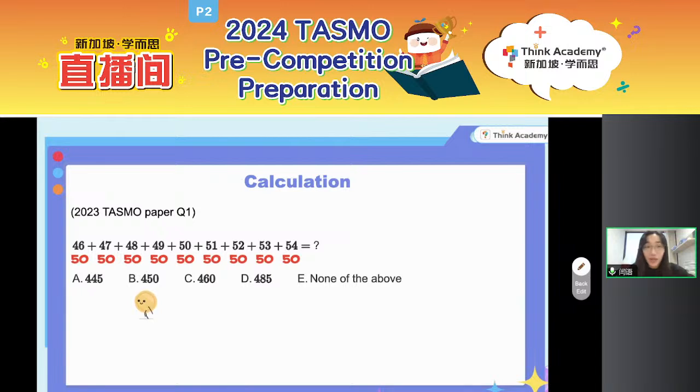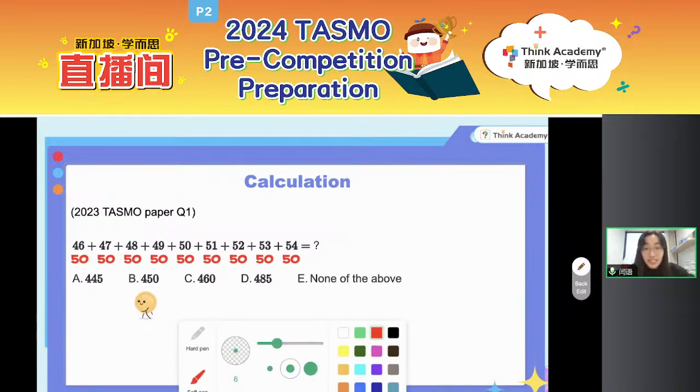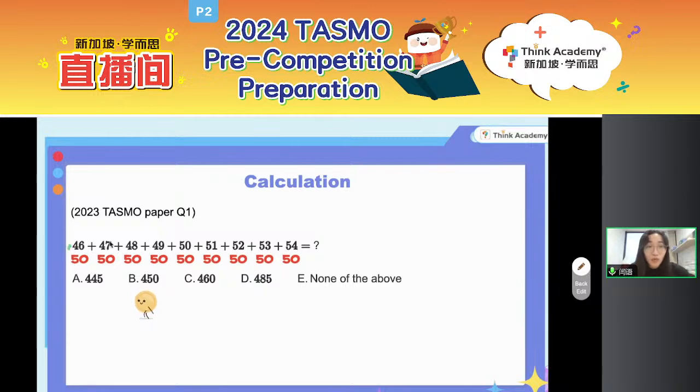But what about the missing or the extra part? Let's compare. For example, 46. You can see that 46 compared to 50, so actually we need to minus 4, right? 50 minus 4, and then you will get 46. And then for the second one, how can we get 47? That is 50 minus 3. And how can we get 48? That is 50 minus 2. And then move on. What about the numbers like 51? That is 50 plus 1. And then what about 52? That is 50 plus 2. Okay? So here we just label out all the missing or extra part.